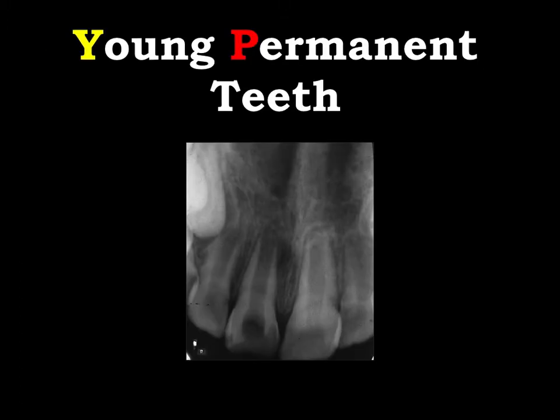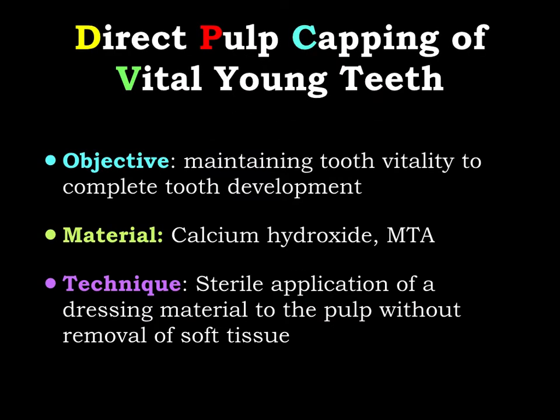If the tooth is a permanent tooth and it's young, that means the apex is open. We could do direct pulp capping if the tooth is vital, because our objective is to maintain the pulp vital to complete the tooth development. The recommended material currently is MTA. Some practices use calcium hydroxide. The technique is very simple.